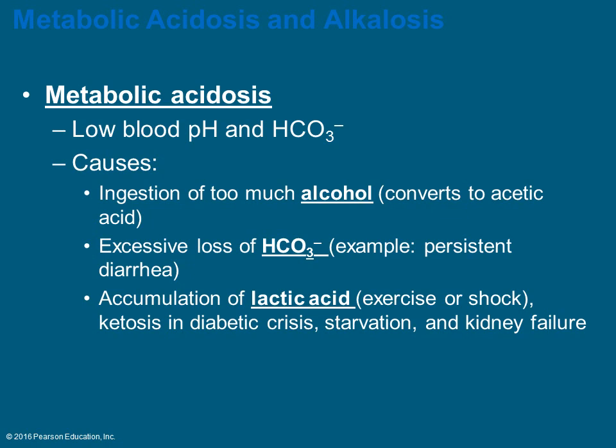Metabolic acidosis, you have low blood pH. Causes oftentimes can be due to ingestion of too much alcohol. Alcohol is converted to acetic acid, and so that's an acid, and that's going to drop the blood pH. It may be due to excessive loss of bicarbonate, and the reason for that could be if you have a disease and you're suffering from severe diarrhea. Could also be due to accumulation of lactic acid. This is a very serious problem that can occur in diabetics sometimes. Can also be seen with starvation or kidney failure.